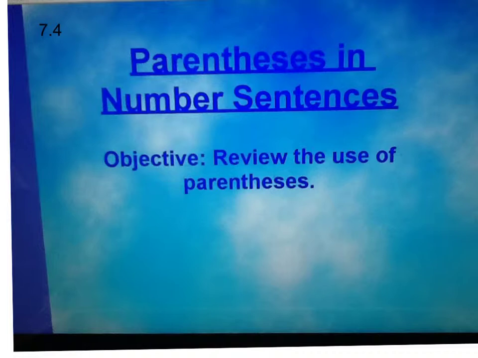Starting out with our joke of the day. Why was 9 so mad at 7? Well, because 7 ate 9. How unfortunate for 9 to be eaten like that.